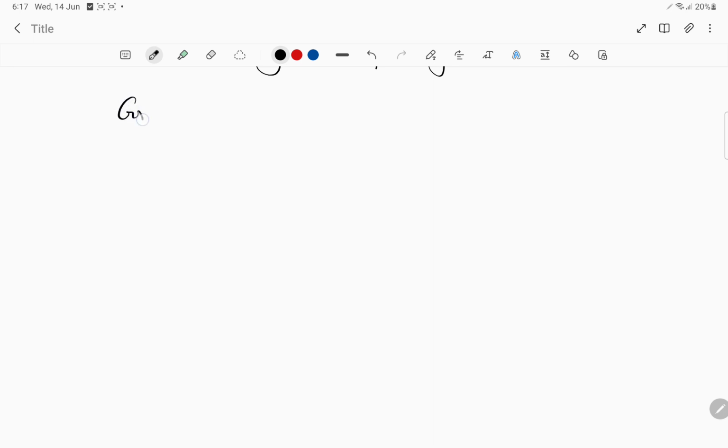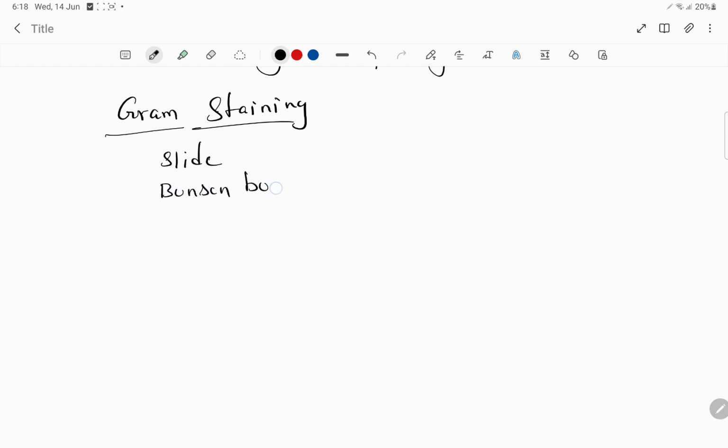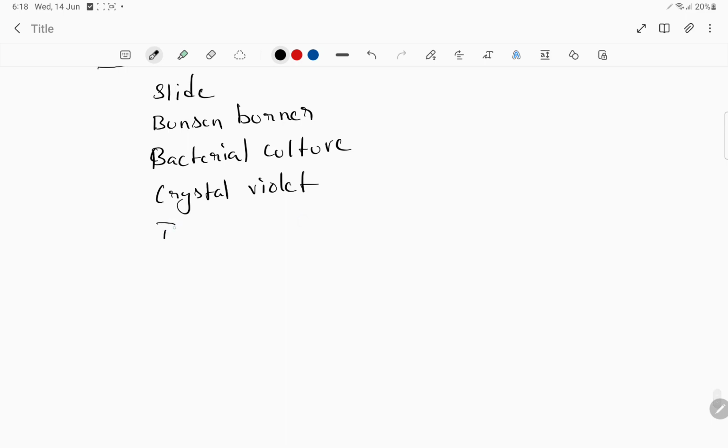Let's see the process of gram staining. So coming to the gram staining process, the ingredients we have to take are slide, Bunsen burner, bacterial culture, crystal violet, iodine, ethanol, water, safranin. So initially we have to take a slide and we have to fix that slide.